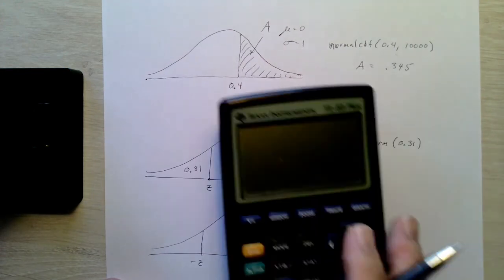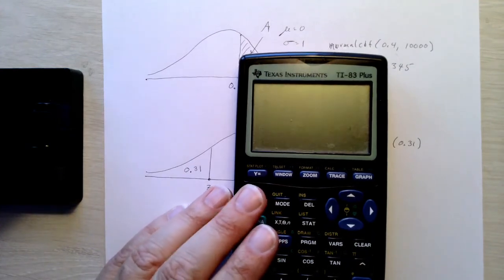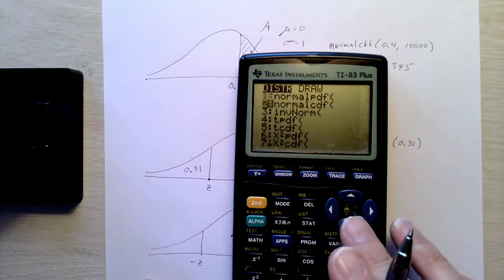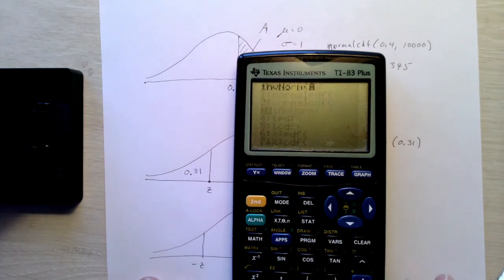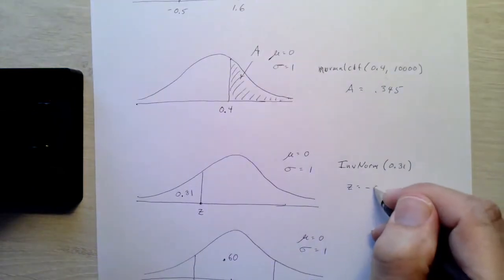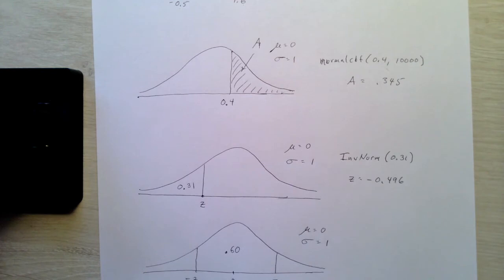And to find that, once again, you turn on the calculator and go to the distribution button, and you'll see that the inverse norm is right below the Normal Cdf command. Now you just enter 0.31, and you'll see that it's negative 0.495, or negative 0.496 if you round.